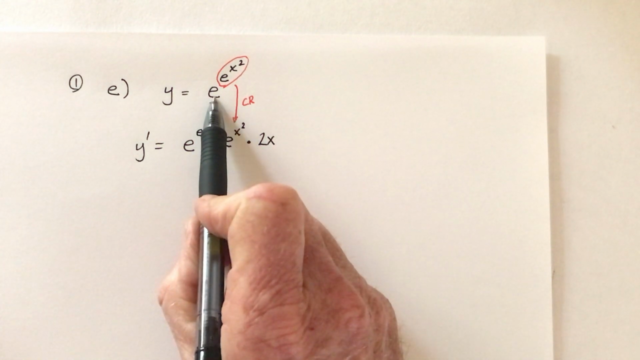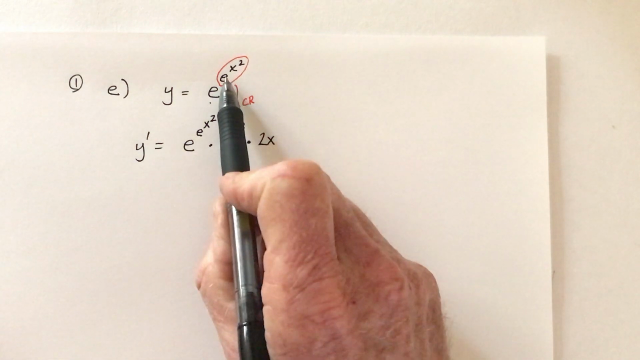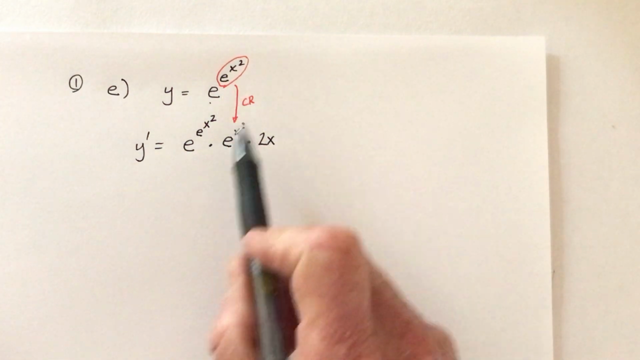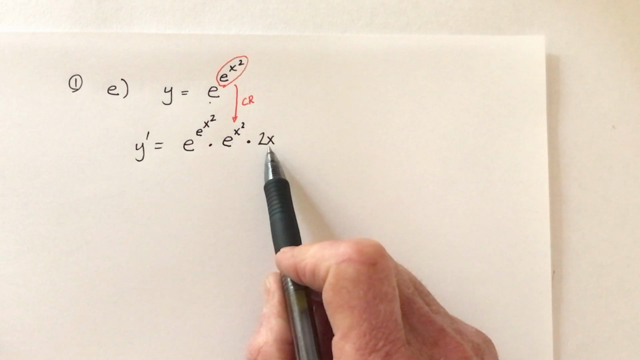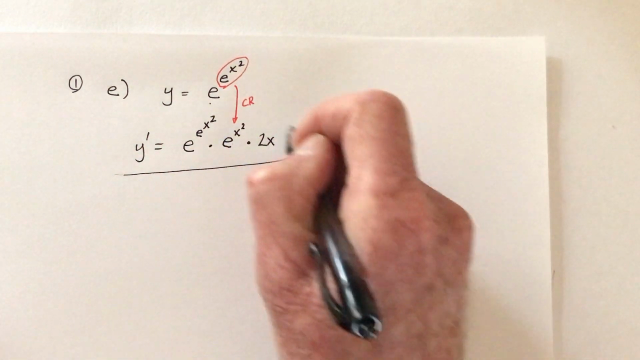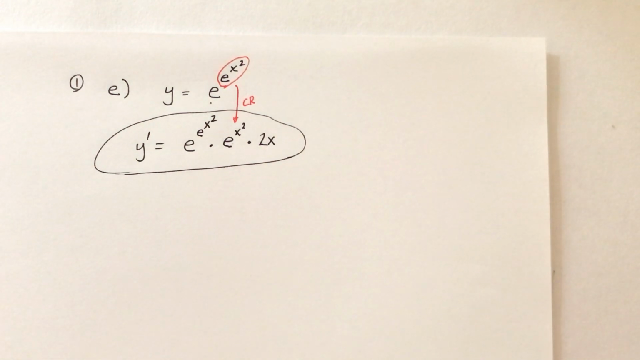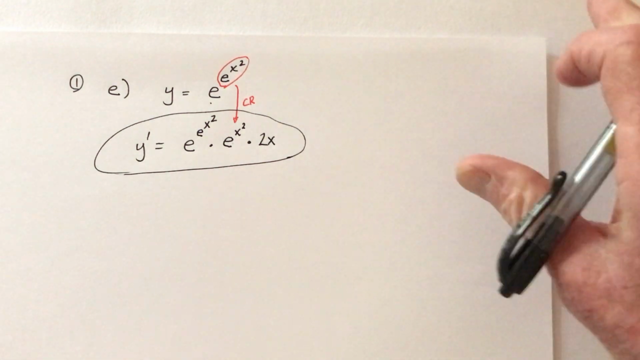So I took the derivative of this e function, it's that. I took the derivative of this e function, it's that. I took the derivative of x squared, it's that. So one at a time, I took the derivative of everybody, multiply them together, and then it can't be simplified. So it's done.